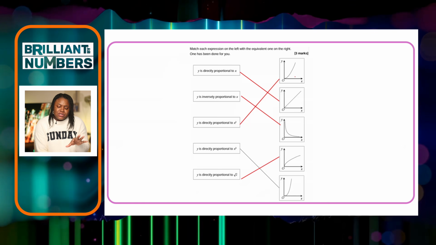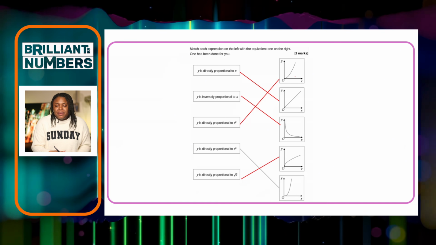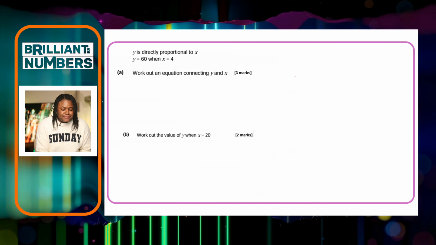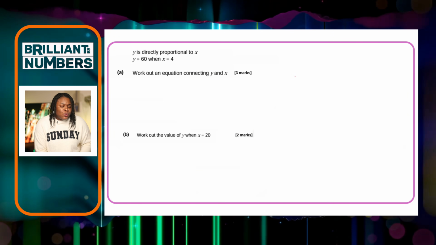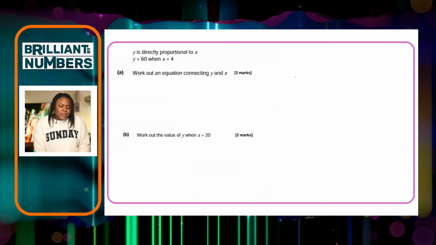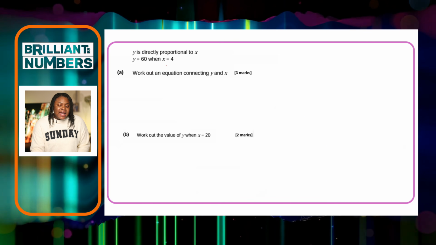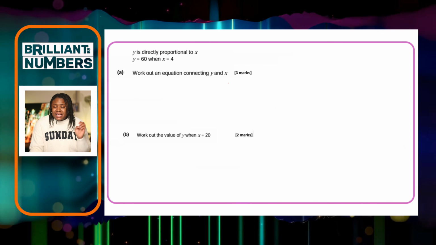Beautiful. So most of the time you get the same graphs. Maybe they will be labeled in a different order, but you need to know what they look like. Absolutely fantastic. Now we go to direct proportion. So we're told that y is directly proportional to x. When y is equal to 60, x is equal to 4. Work out the equation connecting y and x.